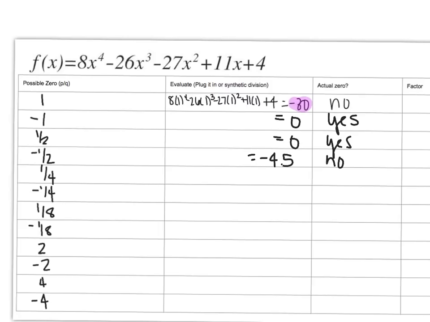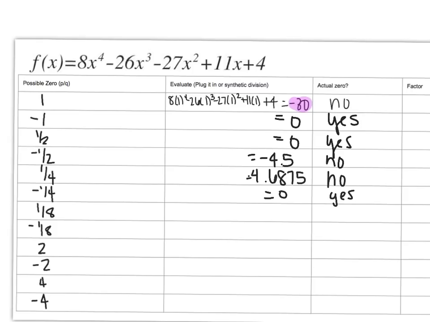And then I'm going to plug in 1/4. And I get 4.6875. So that's not a 0. Then I'm going to plug in -1/4. And that gives me 0. So there we go. I'm up to 3 now. That's good. I'm going to plug in 1/8.